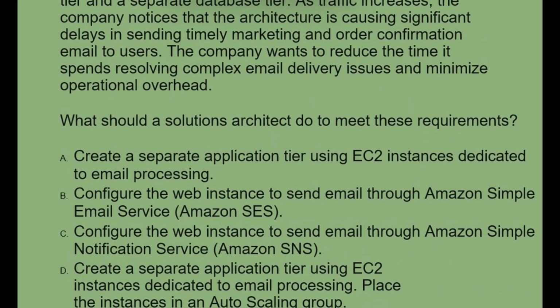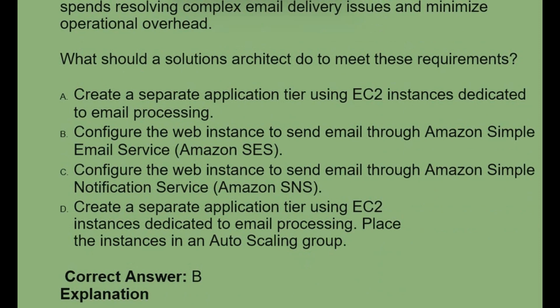Option A, create a separate application tier using EC2 instances dedicated to email processing. Option B, configure the web instance to send email through Amazon Simple Email Service, Amazon SES. Option C, configure the web instance to send email through Amazon Simple Notification Service, Amazon SNS. Option D, create a separate application tier using EC2 instances dedicated to email processing. Place the instances in an auto-scaling group. Correct answer is option B.